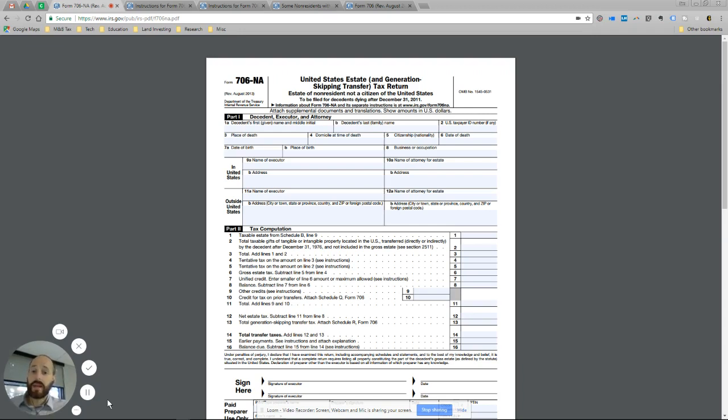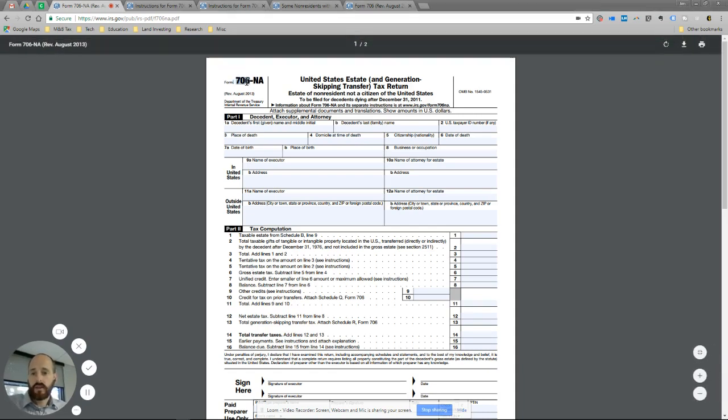There should be some planning that goes into this before you buy the property and before you die. But regardless, we're going to pretend no planning was done, and I'm just going to go over some basics of the forms that you have to file and how the forms get filed.